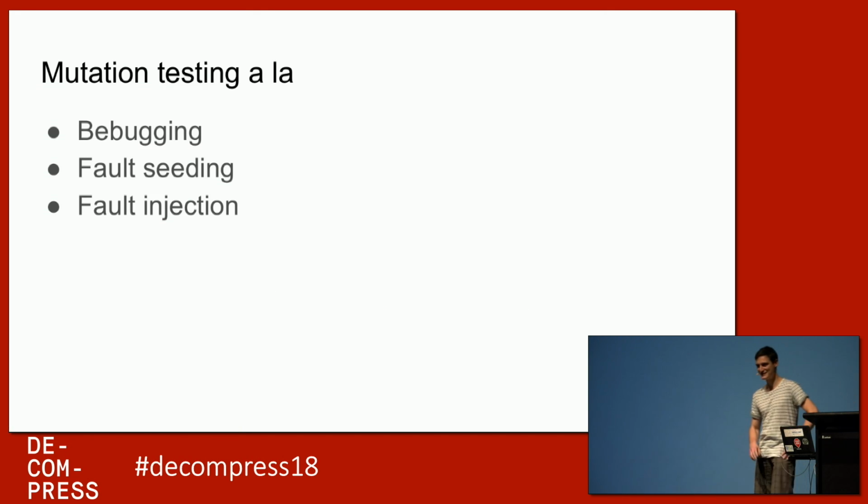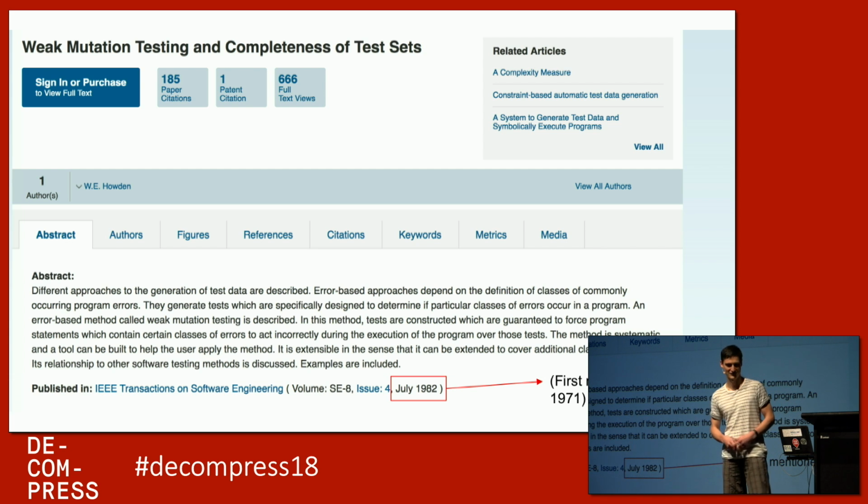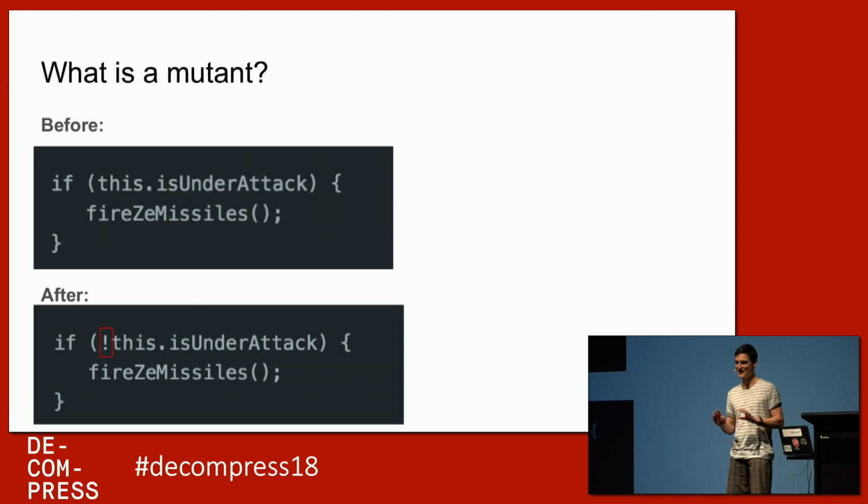Mutation testing, it's not a new idea. It's been around since the 1970s. It's otherwise known as debugging, fault seeding, or fault injection. It was first mentioned in 1971. They did it with Fortran back in the day. It's a lot easier now than it was then. The basic idea is that you take your nice code and then you inject some chaos into it.